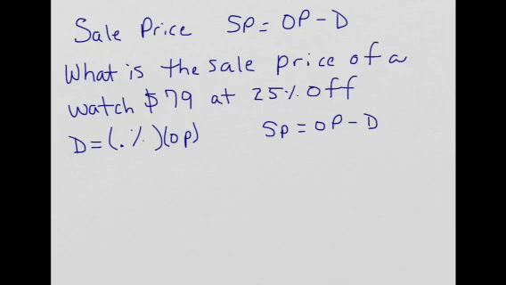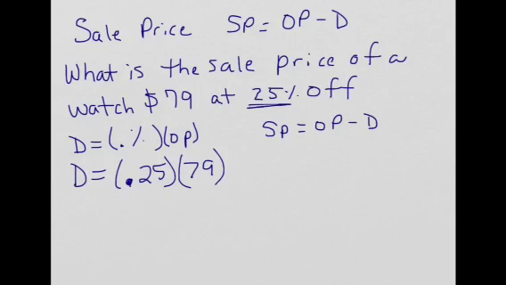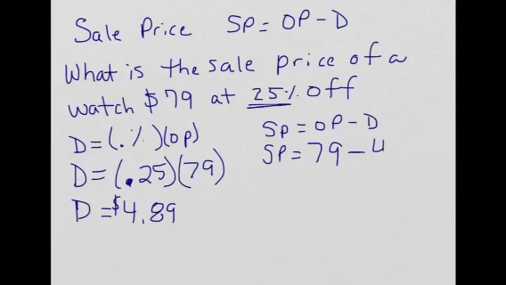Sale price. Now we have to find two things for sale price. We have to find the discount first, and then we have to find the sale price. So we have a percentage for the discount. So our discount is going to be decimal 0.25, and the original price on the watch is $79. So our discount is going to be $4.89. Now in order to find the sale price, we have to take how much the watch originally cost. So the original price was $79. And we're going to minus that discount because that's the amount that we're saving. So our sale price is going to be $64.14.